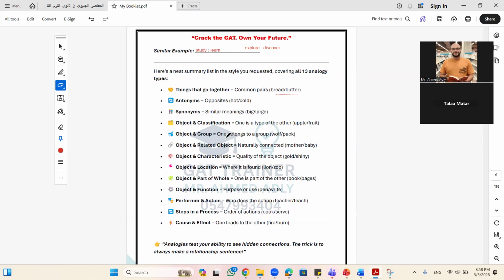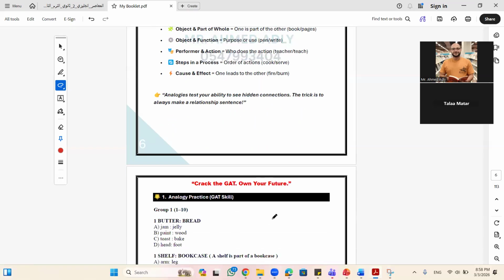Object and characteristics: quality of the object, gold and shiny. Object and location: where it is found, like lion and zoo. Object and part of the whole: one is part of the other, like book and page. Object and function: purpose or use, like pen and write. Performer and action: who does the action, teacher and teach. Steps in a process: order of action, like cook and serve. Cause and effect: one leads to other, like fire and burn. Good job. That's wonderful. All right, now let's practice.